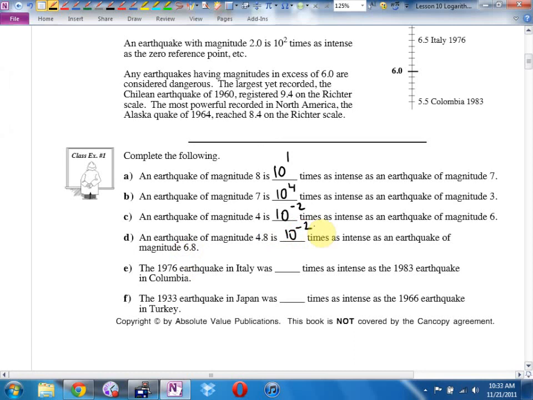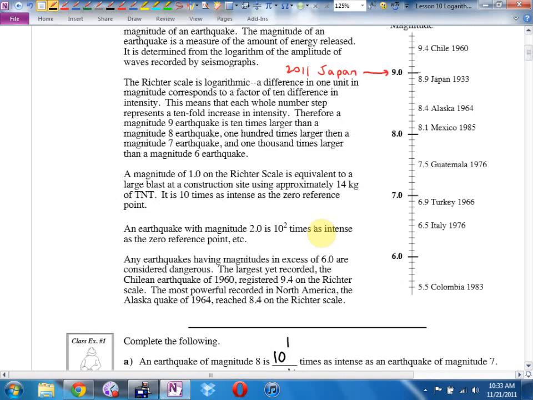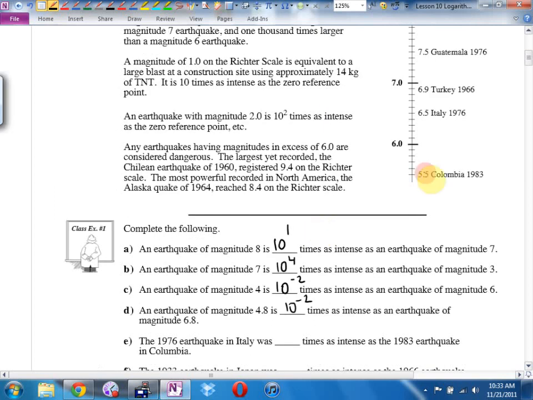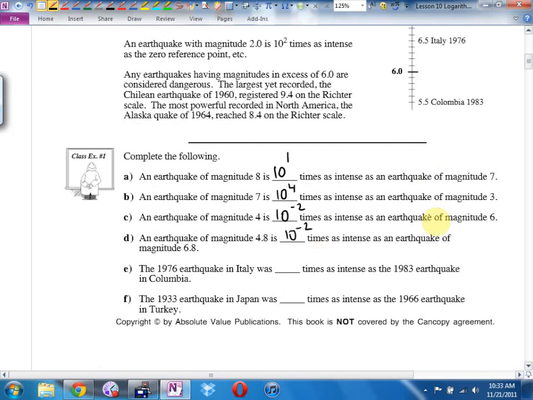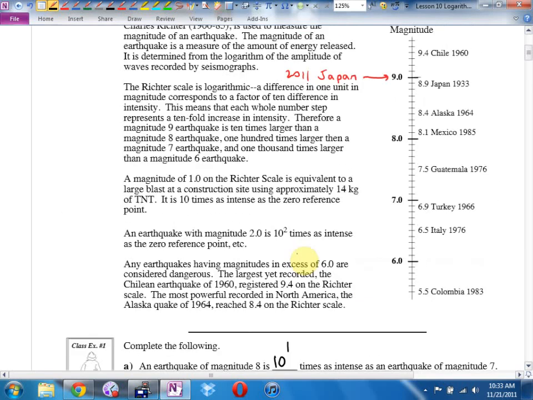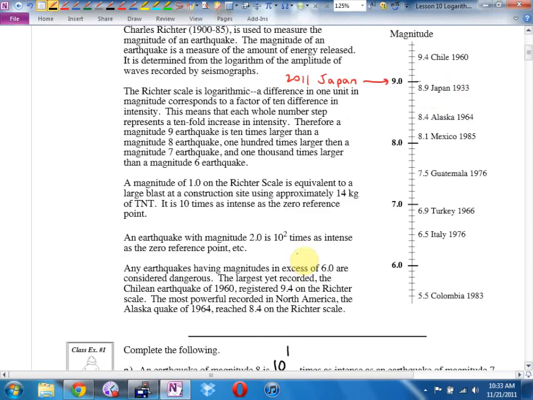E. The 1976 earthquake in Italy was how many times as intense as the 1906? Okay. Italy. 76 in Italy was 6.5. Colombia, 5.5. 10 to the 1. Or 10. 1933 earthquake in Japan. How many times as intense as the 1966 earthquake in Turkey? 33 Japan, 8.9. Turkey, 6.9. 10 squared, 100 times stronger.